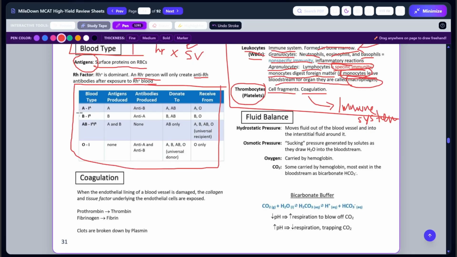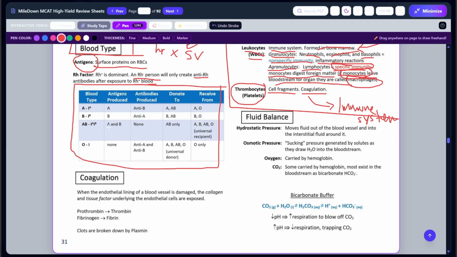Let's say your blood type is A. The antigens you produce are A, the antibodies you produce are anti-B, you donate to A and AB, and you receive from A and O. If you're B, then your antigens produced are B, your anti-A antibodies are produced, and you donate to B and AB. And you can receive from B and O. Notice how O is basically this universal donor.